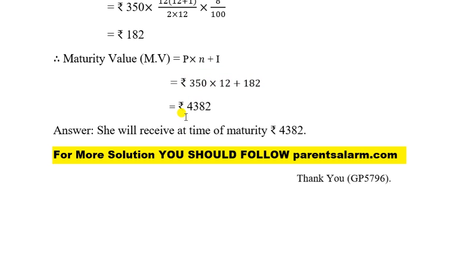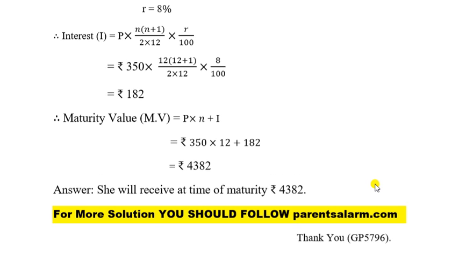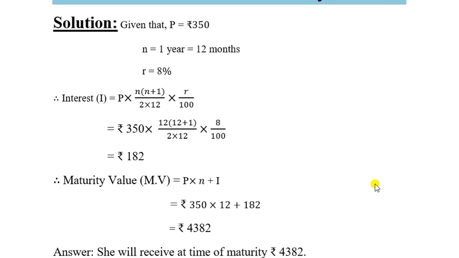So if we calculate this, we'll get the maturity value, which is 4,382. That means at the end of 1 year she will receive 4,382 at the time of maturity. So remember that in this way you always have to find the maturity value or any kind of interest for a recurring deposit account. Only with these two formulas we can complete this chapter: one is interest, another one is maturity value. They are very important formulas to find interest and maturity value for a recurring deposit account.